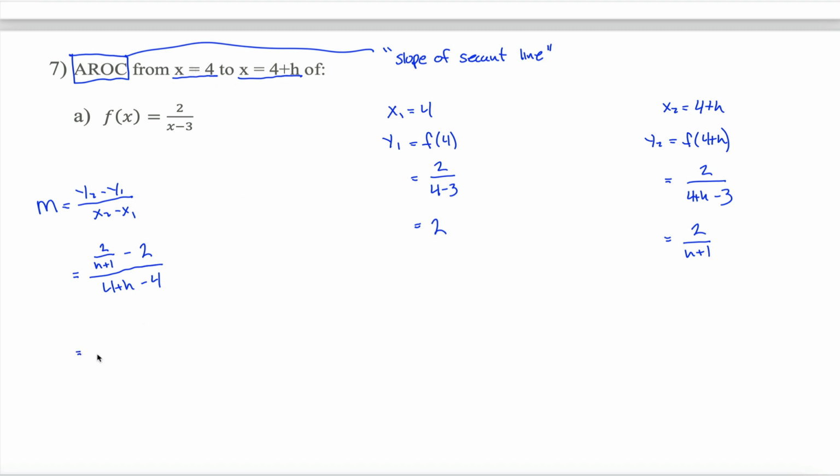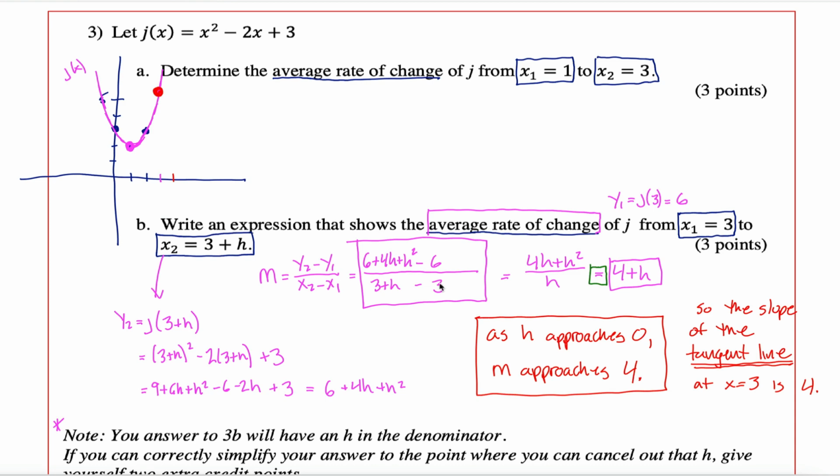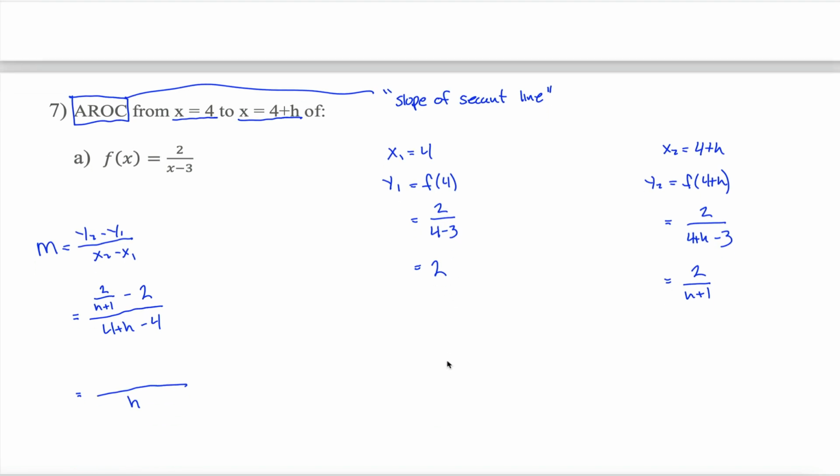Well, first, maybe some low-hanging fruit. Notice that on the denominator, I got 4 plus h minus 4. The 4 and the negative 4 net out, and I'm left with just an h down in the bottom. Hey, that was the same thing that happened in this example, right? The 3 and the negative 3 canceled out, and I was left with just an h in the denominator. Yeah, and that's not a coincidence. That's going to happen in all of these problems.